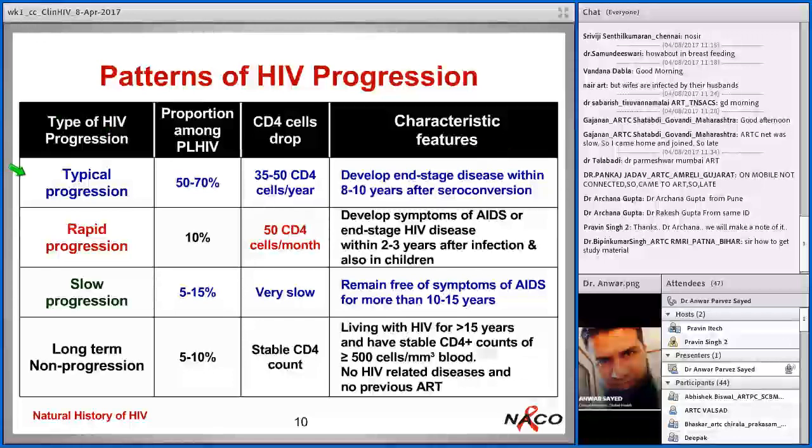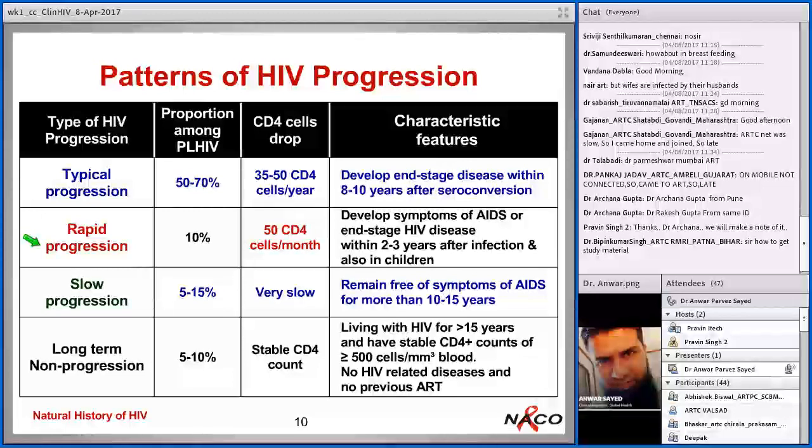Now these are the patterns of HIV progression. There are typical progressors. 50 to 70% of the people will be typical progressors. That means the rate of drop of CD4 cells in those people will be 35 to 50 cells per year, and they develop end-stage disease within 8 to 10 years after seroconversion. This is the typical course. But in some patients, you will see they land up in the stage of AIDS very fast. Those are called rapid progressors. About 10% of the people are like this. The rate of CD4 drop is very fast, that is 50 cells per month, which is very rapid. They develop symptoms of AIDS within 2 to 3 years.